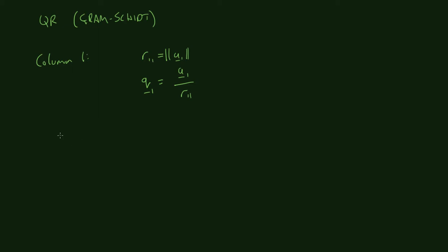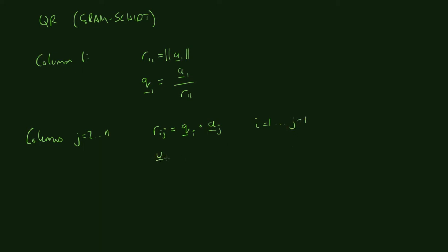For all other columns, so for columns j equals 2 to how many columns we've got, let's say we've got n columns, we calculate Rij, and that's going to be our vector Qi dot product with the vector Aj. So Qi is usually what we calculated on the previous column. Aj is the jth column of A, and we do that from 1 to j minus 1, to all the previous columns.